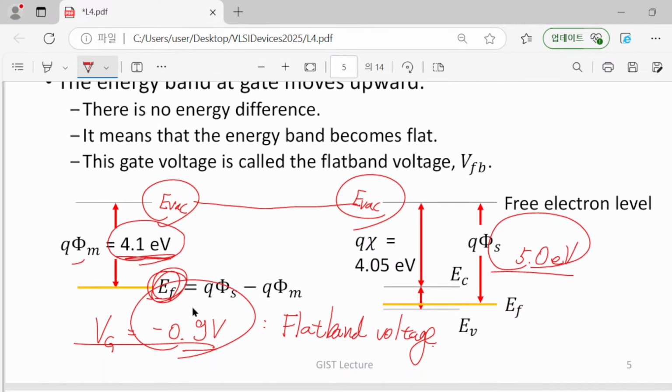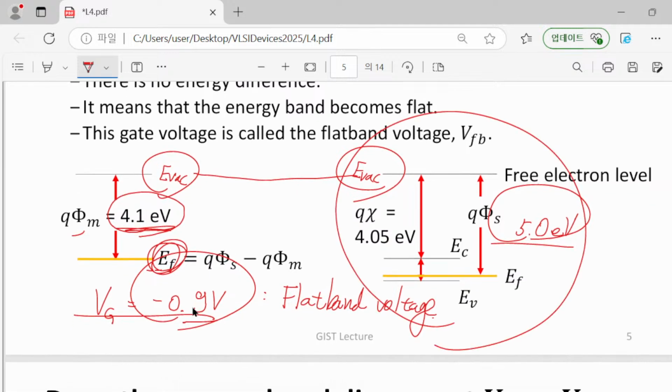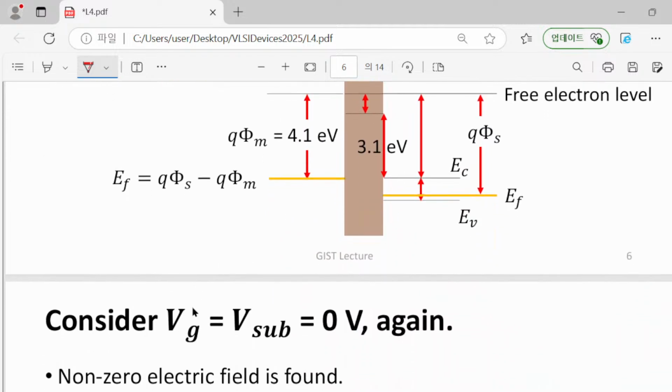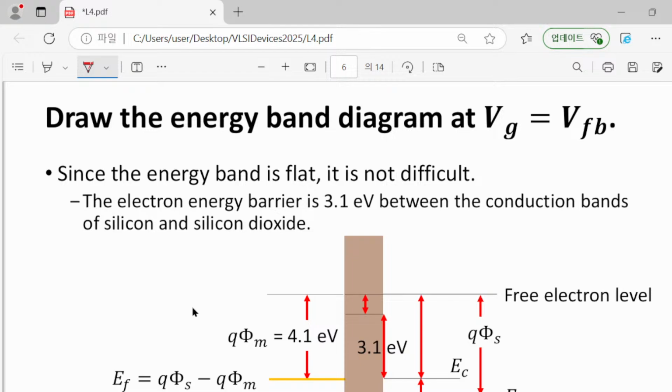Why is this flat band so important? When we have a flat band, even in this silicon part, we just have no electric field at all. Therefore, since there is no electric field and no change in electric field, everything is in its neutral case. So we can think that the system is in, you can say, a homogeneous case. So let me just call it the flat band voltage.